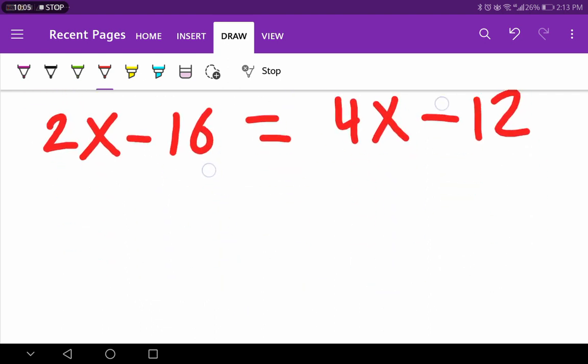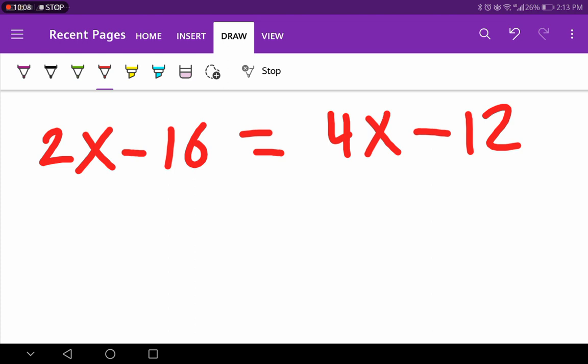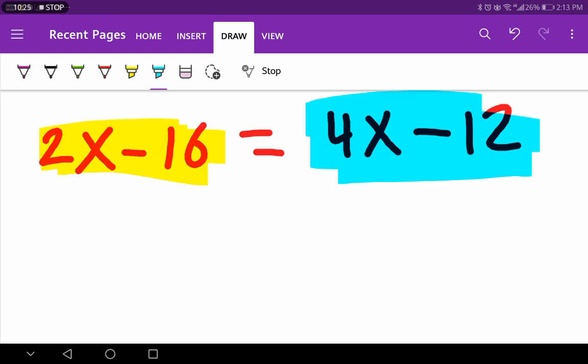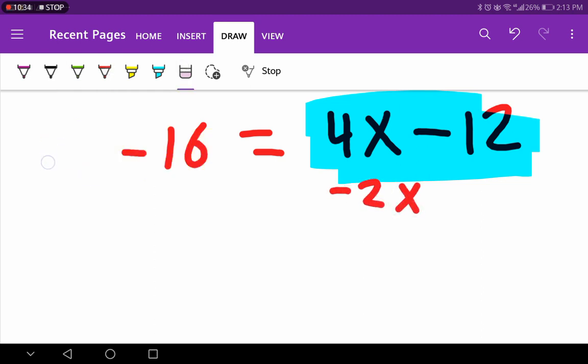And my question for Mahmoud: what do we have to do? We make the x on one side and the numbers on the other side. So we combine the like terms. We will take 2x to the other side, so it will be negative 2x. And we will take negative 12 to the other side, so it will be positive.